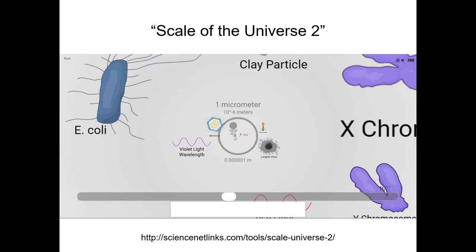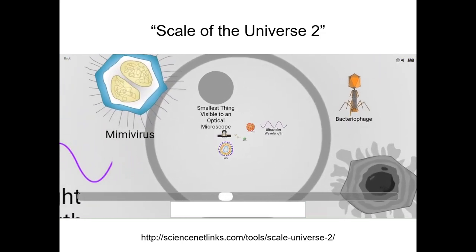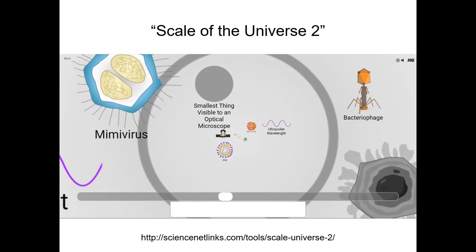Now, as we get down smaller, we're now looking at a circle that is 1 micrometer across, so 1 × 10⁻⁶ meters. Remember, 1 micrometer is 1/1000th of a millimeter, which is 1/1000th of a meter. We have some large viruses here that can be seen with a light microscope, but they only show up as little blurry dots. We can't see any detail whatsoever.